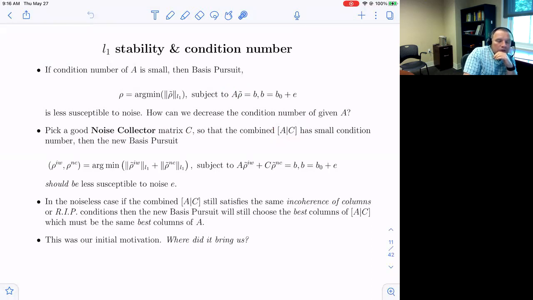So, and then look for a solution. Instead of solving this system, let's solve this system. So add an additional fictitious vector, rho noise collector, as an unknown, and use it with this matrix C, and look for the L1 minimizer of the pair. Rho image window is a set of reflectivities in the true image window, and rho noise collector is a set of fictitious reflectivities that have no physical meaning whatsoever, but they play a role of regularization only.